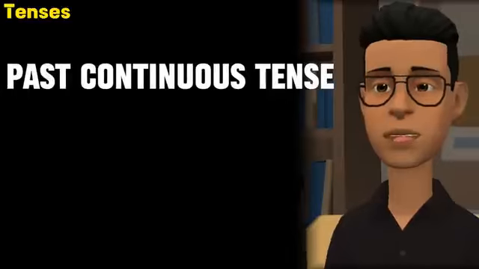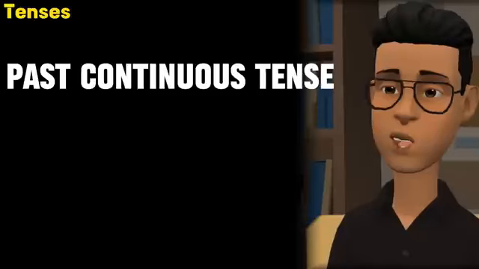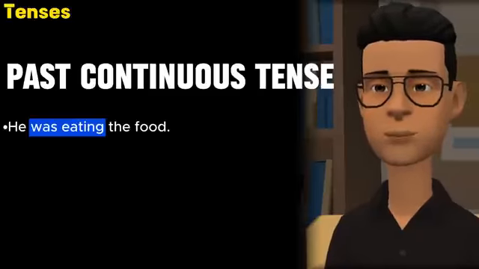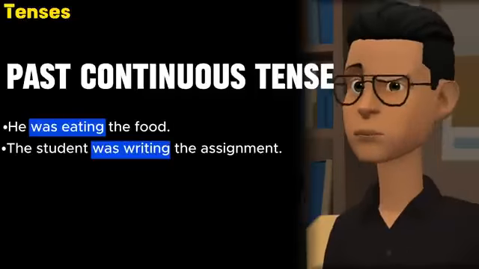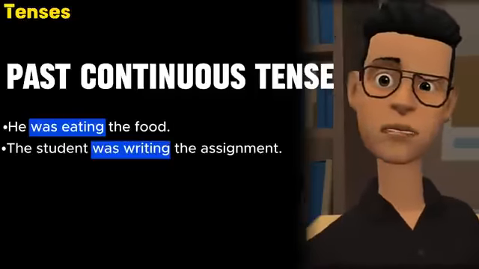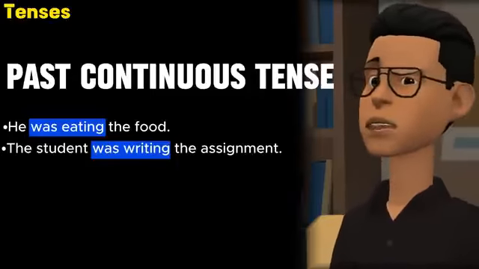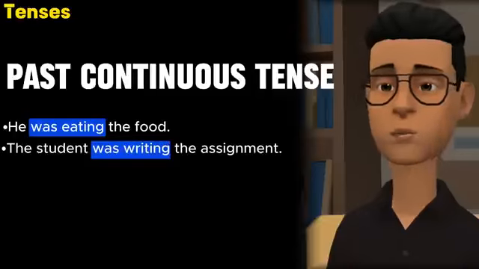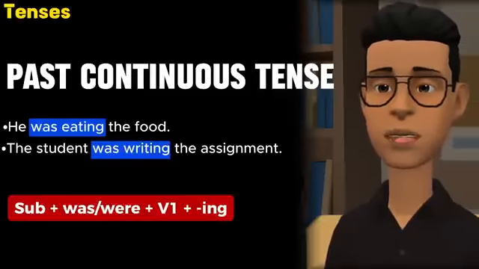Now, past continuous tense. This is when the action was happening in the past. For example, he was eating the food. The student was writing the assignment. You see, here, the continuous form of verb is used, that is, first form of verb plus ing. And before that, was or were is used. So, for past continuous tense, the format is subject, then was or were, then verb plus ing.